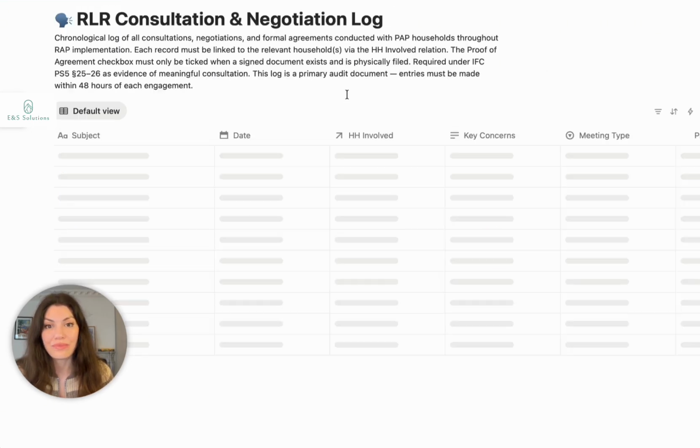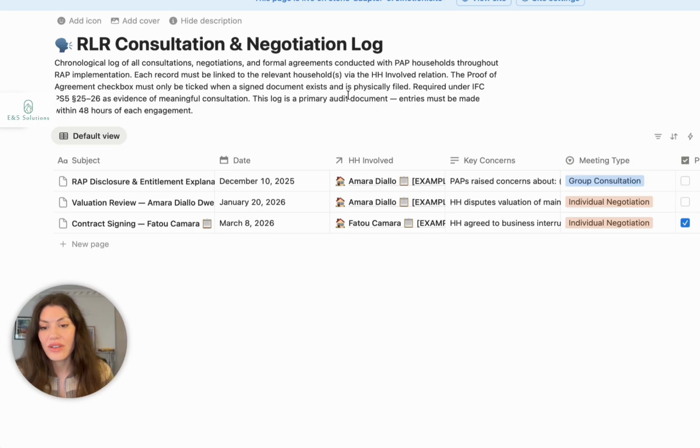That means that it's not connected to the individual, but connected to the household, but our other tables capture the individuals as well. In terms of the financial management, this tracker monitors entitlements and actual payouts. You can see at a glance which households are ready for move and which are pending signature.